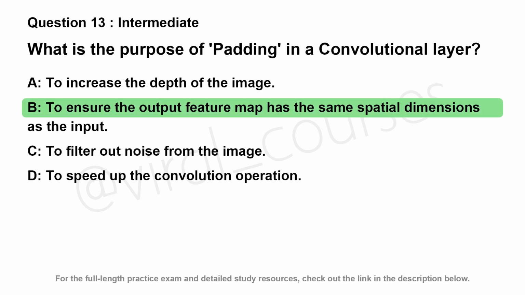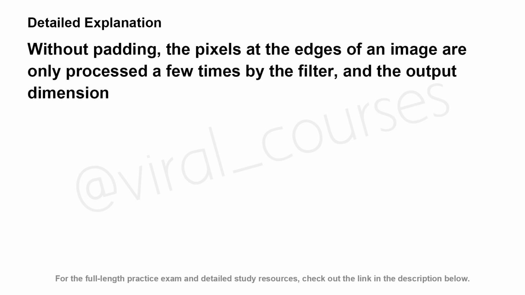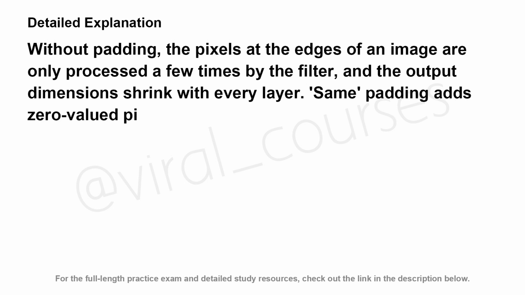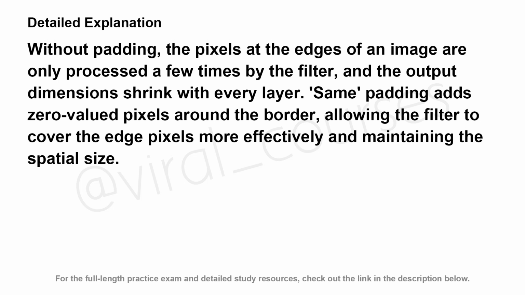The correct answer is B. Without padding, the pixels at the edges of an image are only processed a few times by the filter, and the output dimensions shrink with every layer. Same padding adds zero-valued pixels around the border, allowing the filter to cover the edge pixels more effectively and maintaining the spatial size.